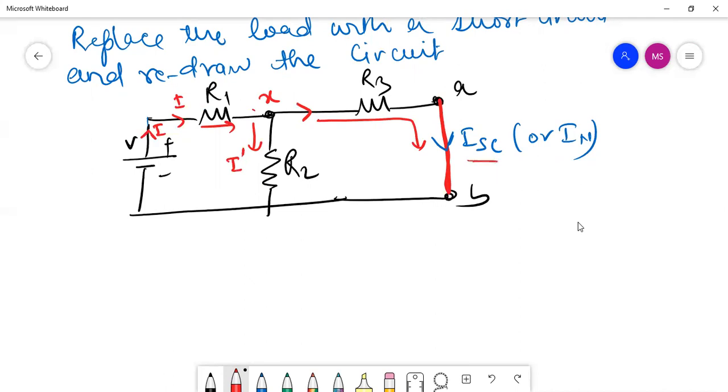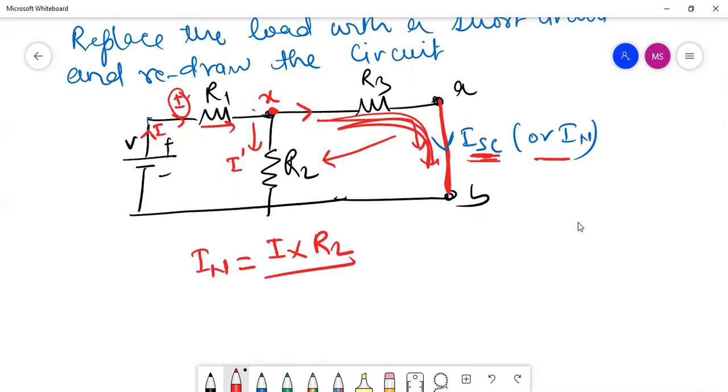So how will I find out ISC or IN? So IN in this case can be calculated as, because at junction X this ISC is being distributed and it is the part of I, the I current into the resistance opposite to the branch in which ISC is flowing. What is that branch? It is R2. So I'll write R2 here and then the sum of these two resistances which are in parallel. So it is R2 plus R3. So this is how we can find out the value of IN in this case.